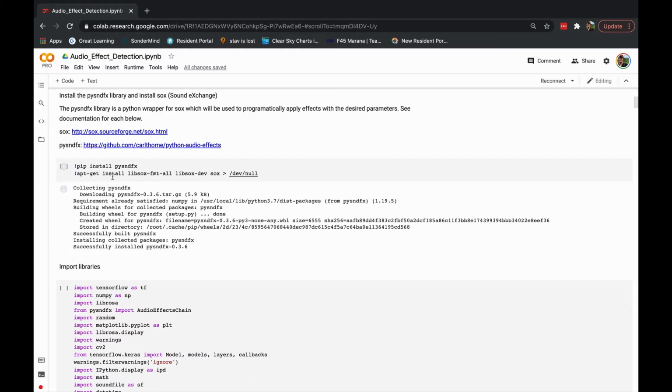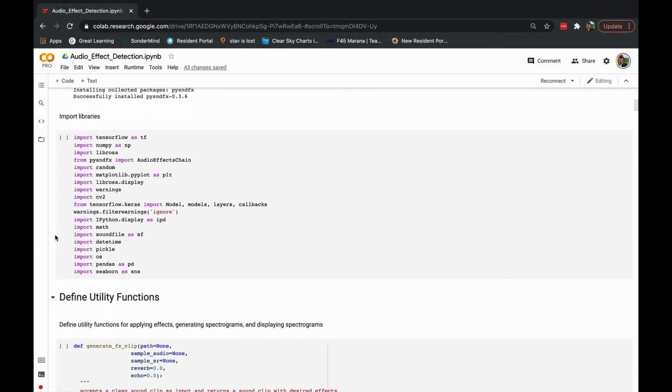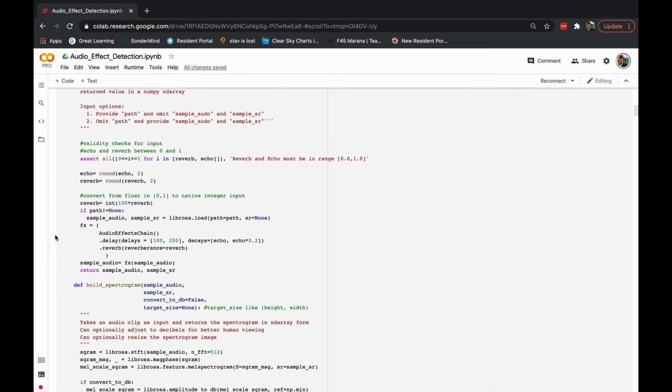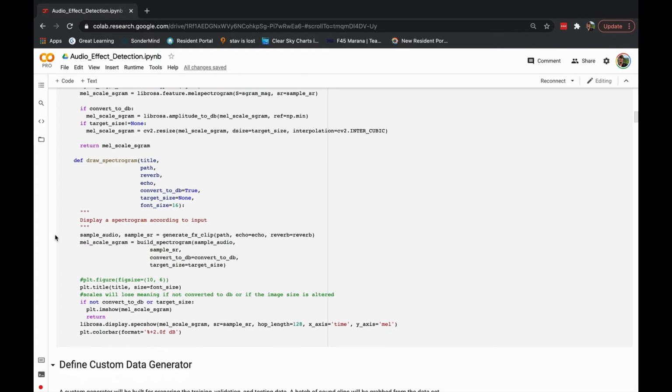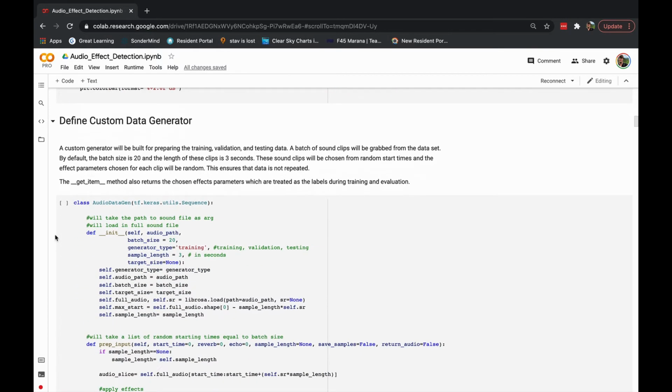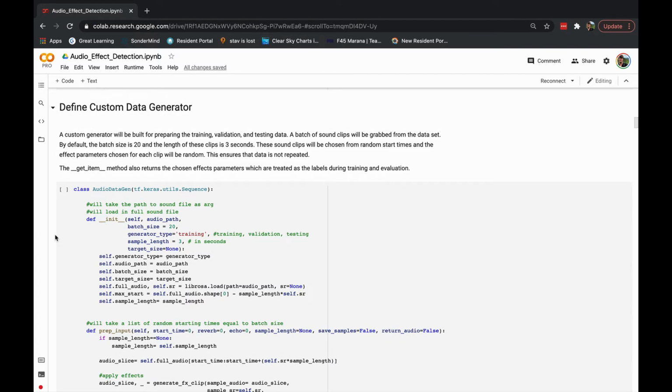I start by installing SOX, aka Sound Exchange, which is a tool for audio manipulation. I also install the PySoundEffects library, which is a Python wrapper for SOX. This is how I will apply the echo and reverb to sound clips programmatically. I then install the relevant libraries and define utility functions for applying audio effects to sound clips and for constructing and displaying spectrograms. One of the core pieces of this project is a custom data generator that I have built.